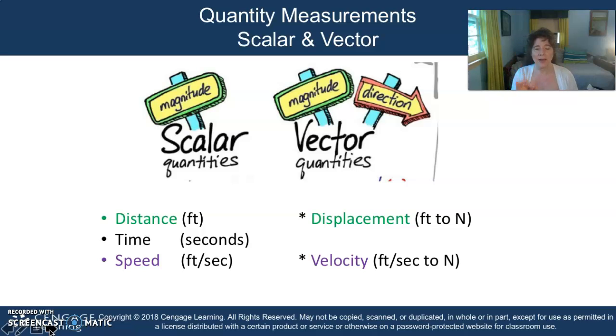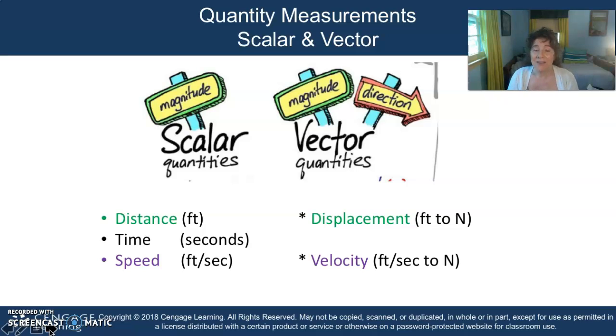Contrast that with vector quantities, which have magnitude and direction. An example of that versus distance is displacement. Displacement is distance moved in a direction. Distance moved north, distance moved south, west, east. That's displacement. You can get displacement from air pressure. Air pressure is a force that can displace balloons. Air pressure is a force that can displace tree limbs. So displacement is a vector quantity.